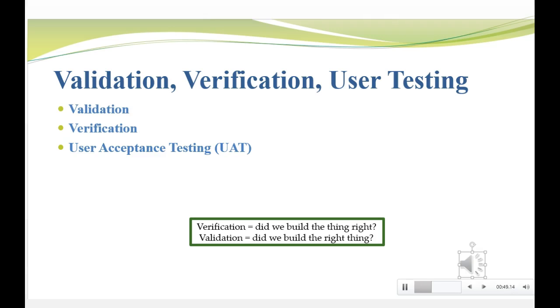Verification, on the other hand, is the process of evaluating a system or component to determine whether the products of a given development phase satisfy the conditions imposed at the start of that phase. So, in other words, verification is proving that your output conforms to your input. Did we build the thing right?